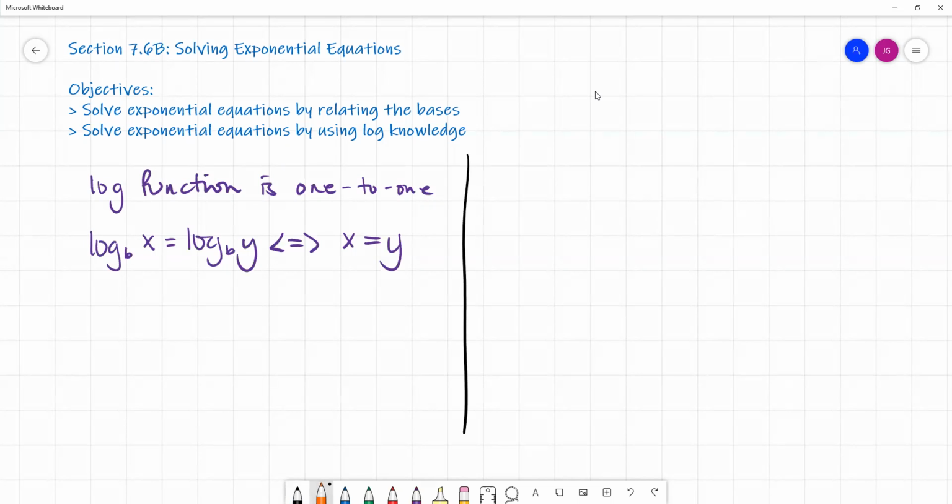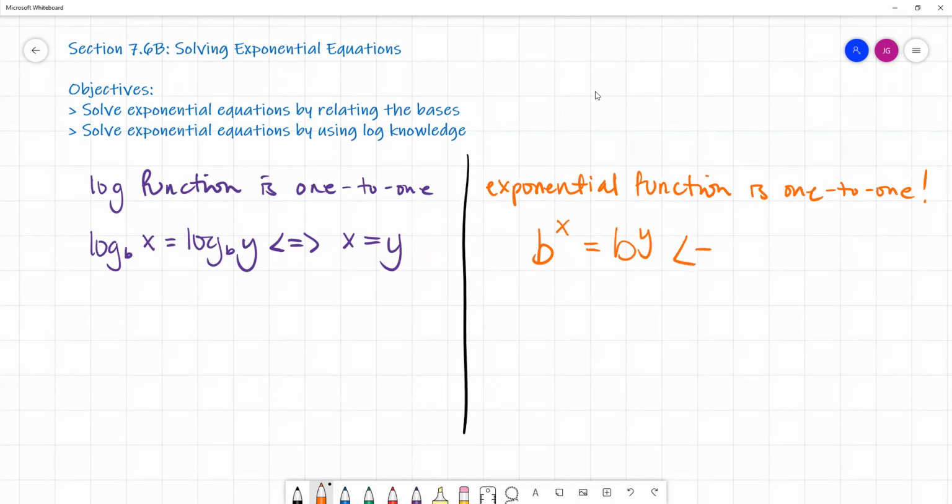Thankfully, the exponential function has the same characteristic. The exponential function is also one-to-one. Very convenient for us. So what does that mean for exponential land? Well, if I have some base b to the power of x equal to some base b to the power of y, then just like in our log function, x is equal to y. If the outputs are equal to each other, then the inputs also have to be equal to each other. That's the idea behind one-to-one, and that's going to help us with solving certain exponential equations.